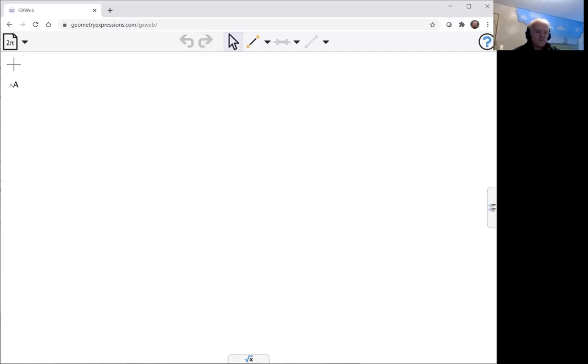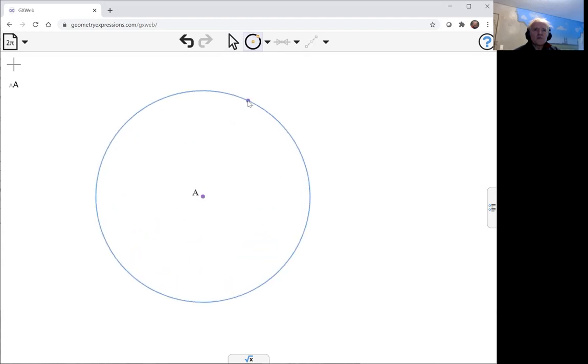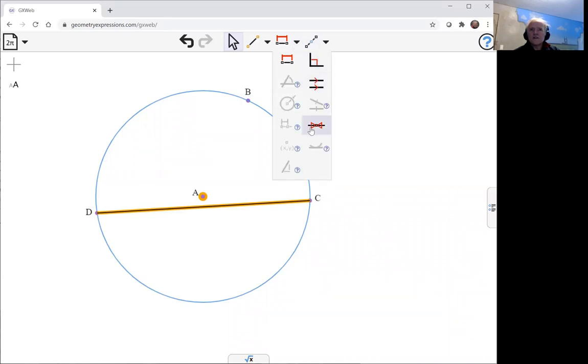So here's another theorem from the Liber Assumptorum of Archimedes. In this case, we're going to start with a circle. Let's put another point in the circle there. And we'll create a diameter to the circle. The way to create a diameter in GXWeb is you create a chord like that, and then you insist that the center lies on the chord using the incidence constraint.